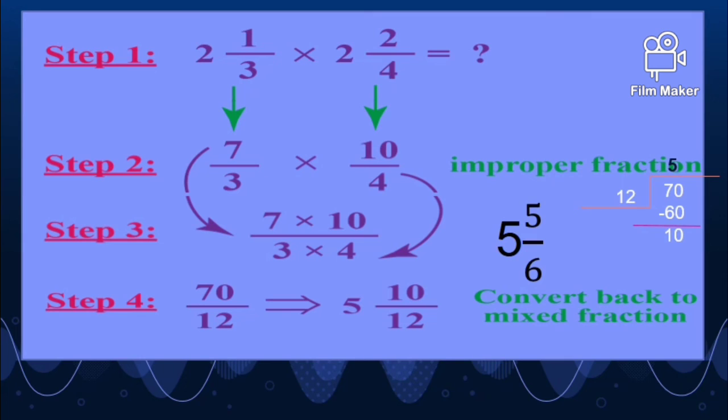Now 5 whole 10 by 12 is the mixed fraction, but still it is not in the lowest terms. So we will divide the numerator and denominator by the same number. By which number can we divide 10 and 12? These are even numbers, so they can be divided by 2. 2 fives are 10 and 2 sixes are 12. 5 whole 10 by 12 is equal to 5 whole 5 by 6. So finally the answer is 5 whole 5 by 6.